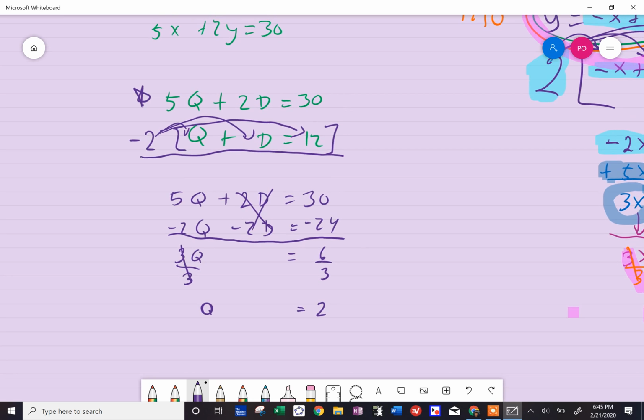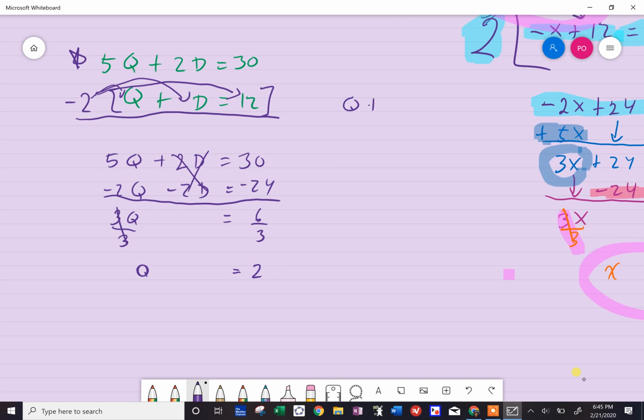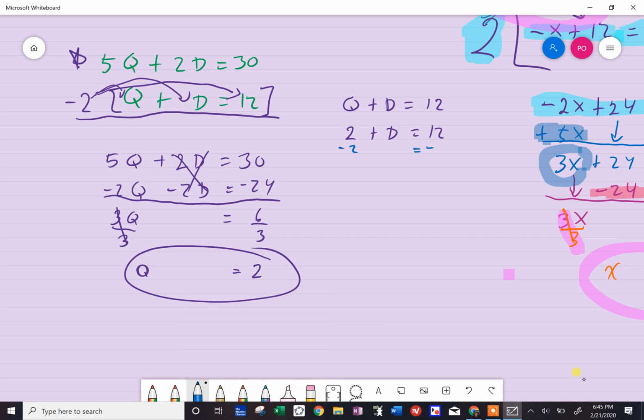Now, like I said before, if I go back to this, quarters plus dimes equals 12, and I just found out that quarters equals 2, 2 plus d equals 12, I'm now going to subtract 2, and that will tell me that I have 10 dimes. Now, that's great. That means my answer is 2, 10, because my quarters were my x values, and my dimes were my y values, right?